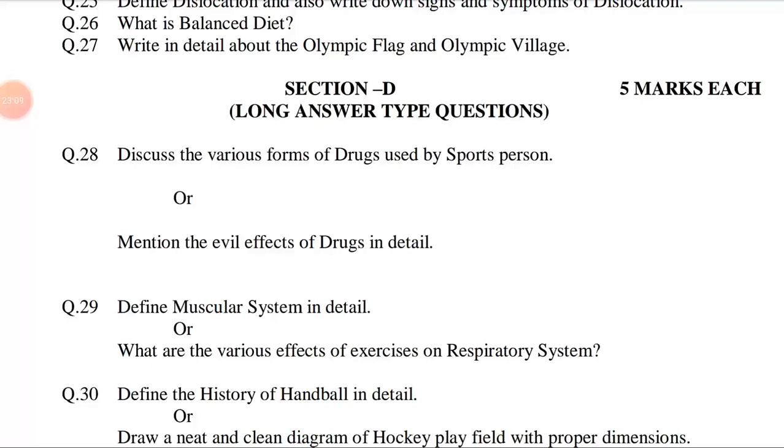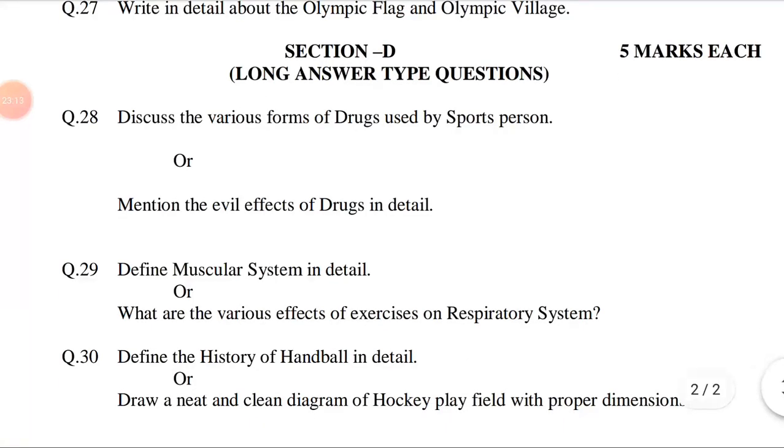Olympic village, the answer may be exact origin of Olympic games, in which year Olympic games held, how far the village from Greece, what type of accommodation for player, officials, spectators, press and media, etc.